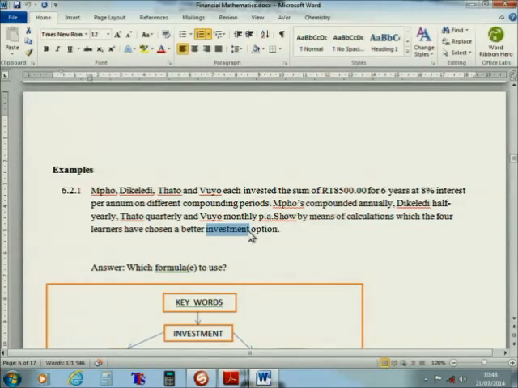Then, as you can see, from our 4 learners, each one's money has been invested. Mpho's compounded annually, and Dikeledi's half yearly, and then Tato's compounded quarterly, and Vuyo's monthly. Can you see that? So these are the key phrases that, at the end of the day, you must take into consideration when dealing with our problem.